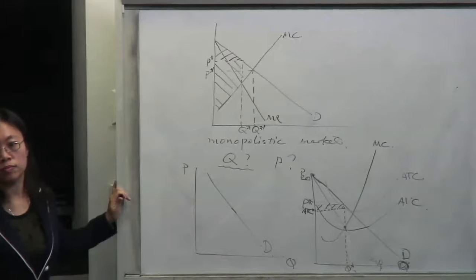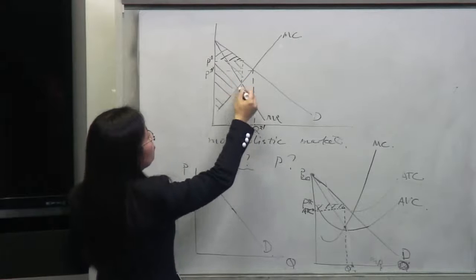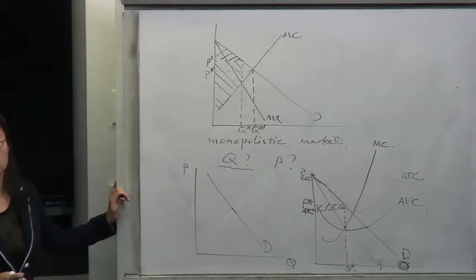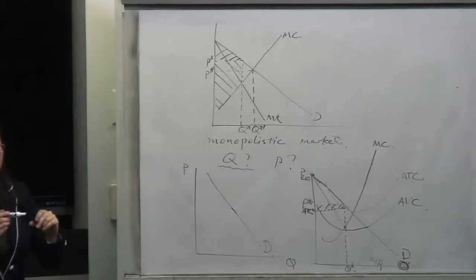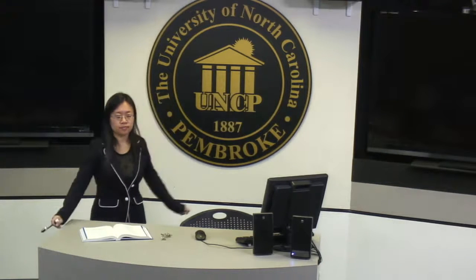Can you show the producer surplus one more time, please? Yes, it's this. Okay, got it. Okay, so now it is clear where the deadweight loss is, right? That tiny little triangle.